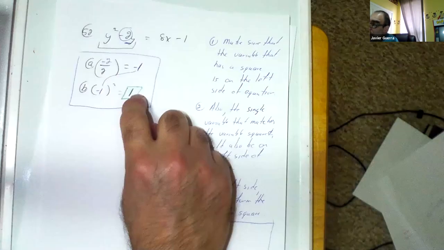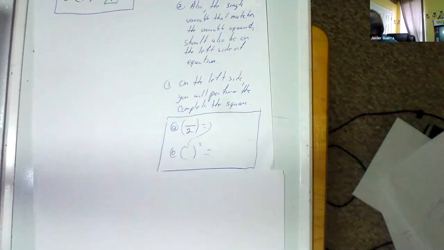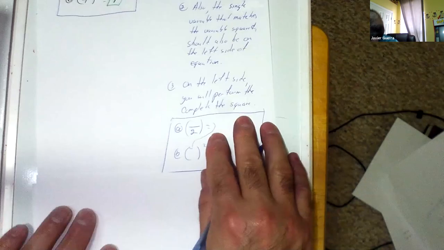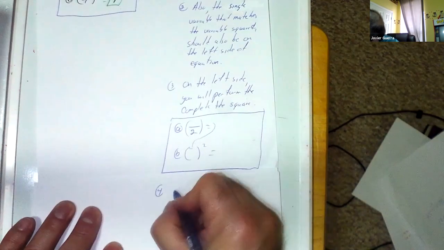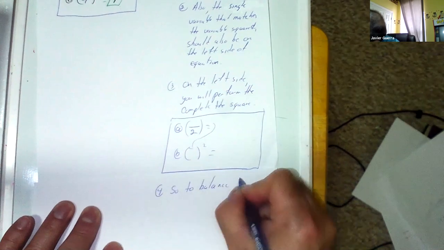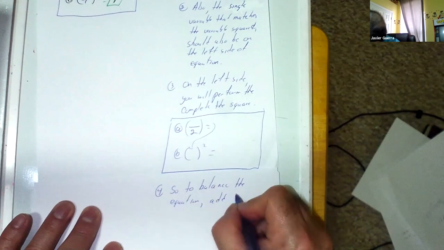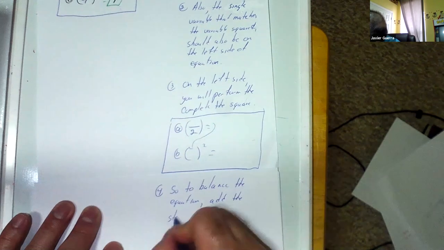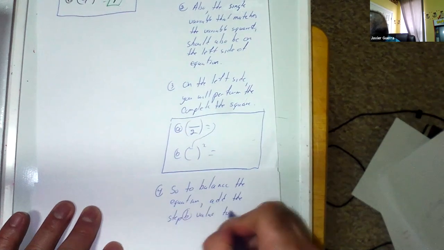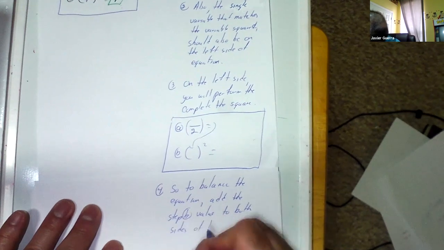So let me put that step here. So here's step 4. Let me write down step 4. So to balance the equation, add the step B value to both sides of the equation.